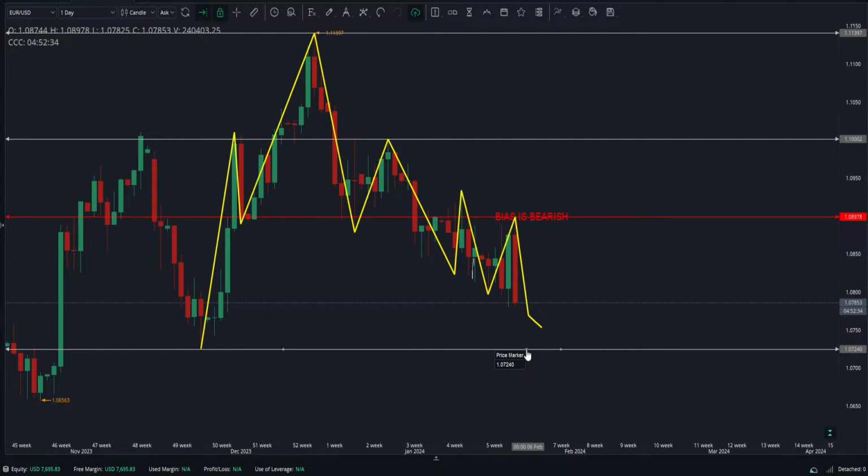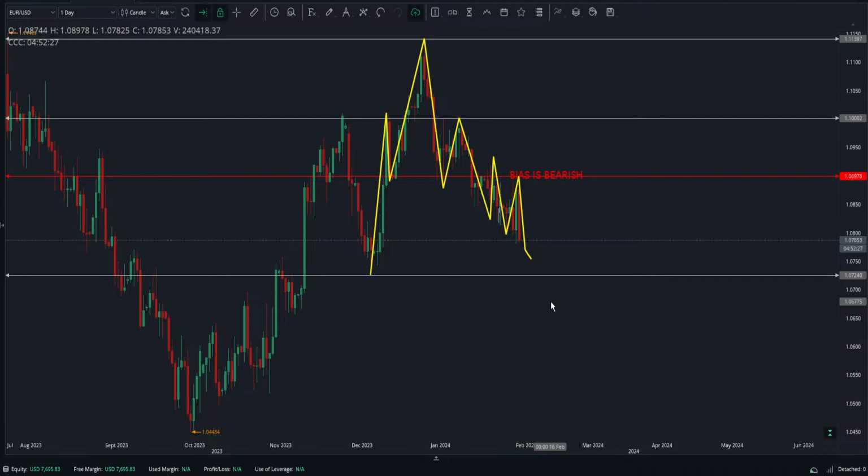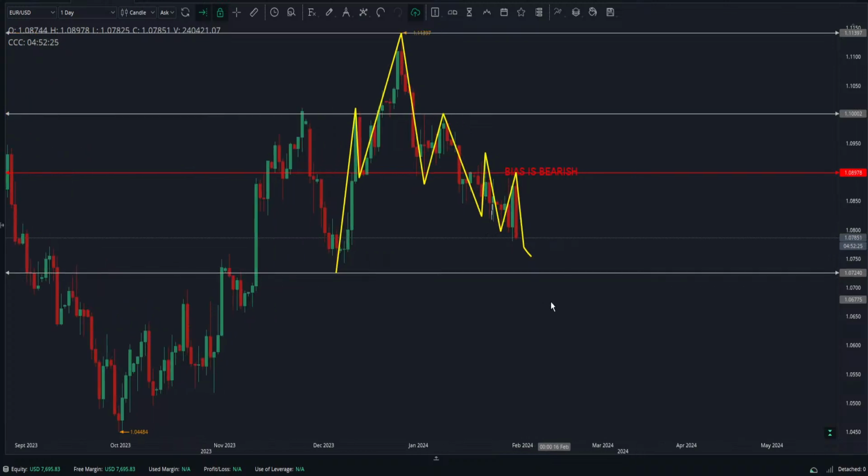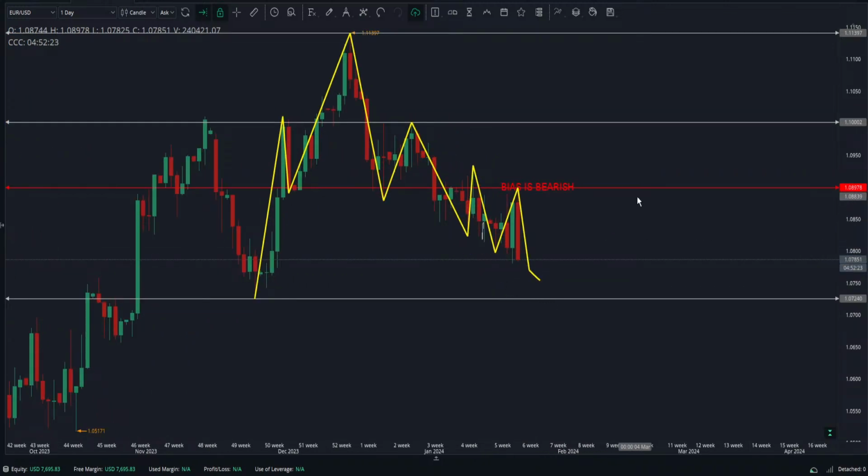On the way down, 1.0724 is our ultimate support, or you can say also the projected target to the downside. All right. So what is the level of resistance? 1.0897 area is the crucial level of resistance now, and the support is 1.0724. You can keep these levels on your charts for the next week.